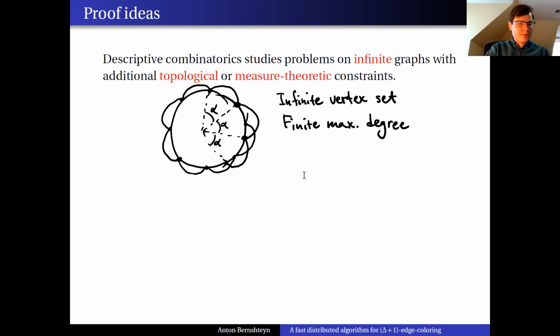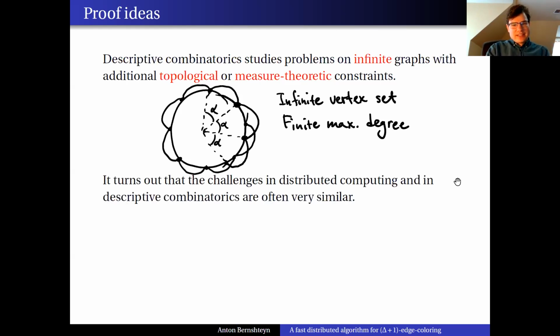A lot of normal combinatorial questions that you would ask about finite graphs also make sense in this setting. Moreover, the vertex set is not just some arbitrary infinite set, it's the unit circle. It has a topology, it has a probability measure on it, you can uniformly choose a point on the circle. So you can study the interactions between the combinatorics of this graph and the structure of the underlying space, whatever those interactions might be. It doesn't really matter exactly what this area is about, but it's about infinite graphs and topology, measure, things of that sort.